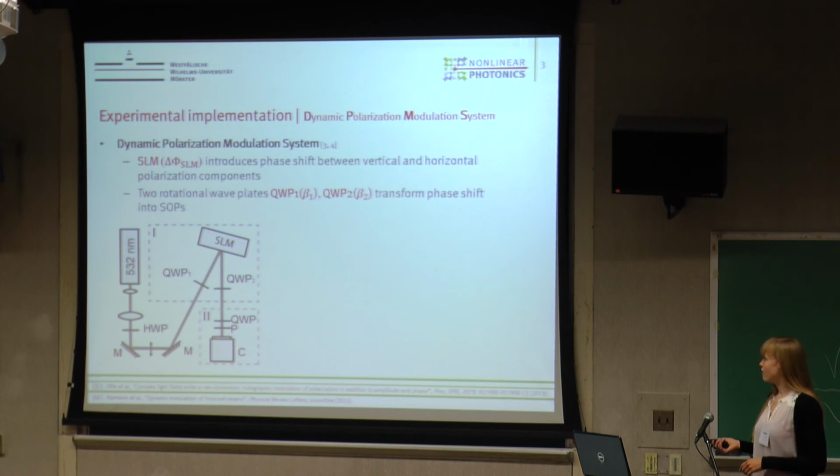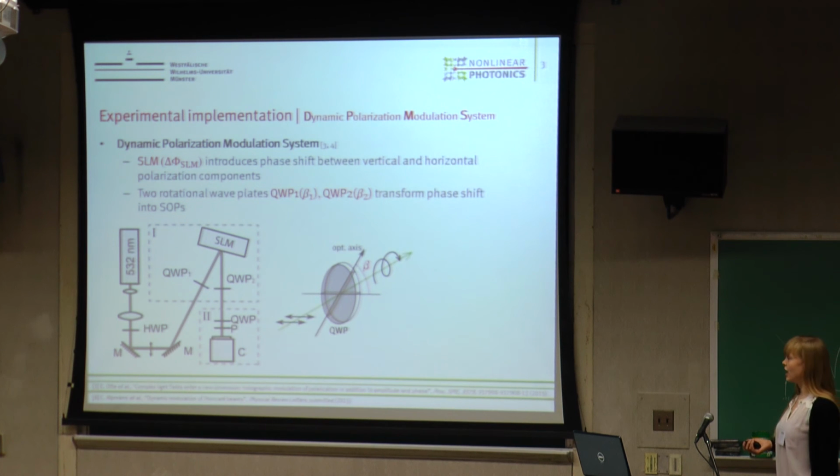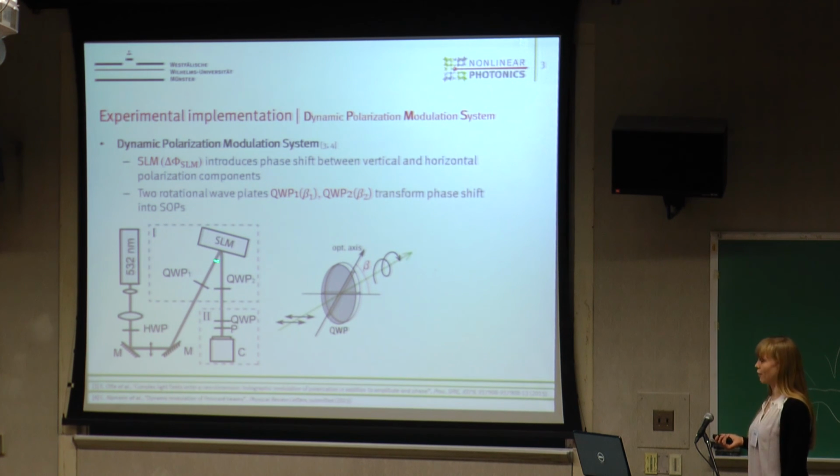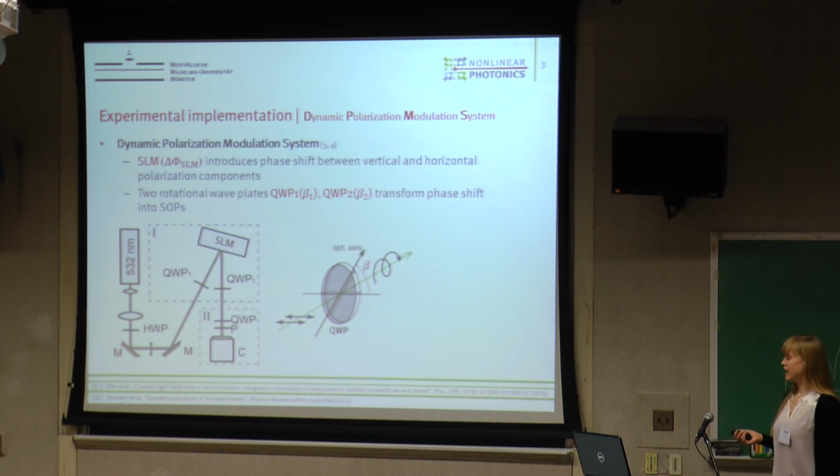We have our green laser, which is first expanded by 2 lenses and then horizontally polarized by a half-wave plate. Then we have our first quarter-wave plate. Depending on the angle of the first quarter-wave plate, we can choose the ratio between horizontal and vertical components of our elliptically polarized light, which will reach the SLM. In the next step, our elliptically polarized light will be shifted in phase while we introduce the phase shift.